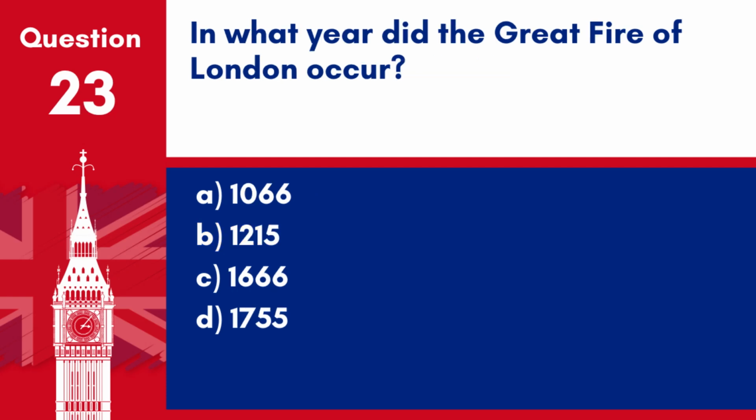Question 23. In what year did the Great Fire of London occur? A. 1066. B. 1215. C. 1666. D. 1755. Answer: C. 1666. The Great Fire of London occurred in 1666, devastating much of the city.